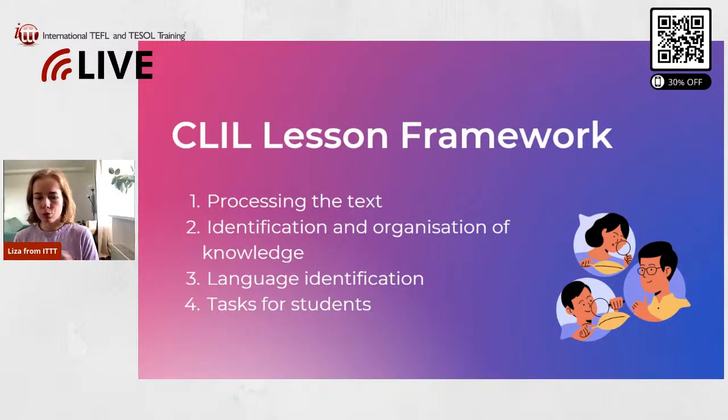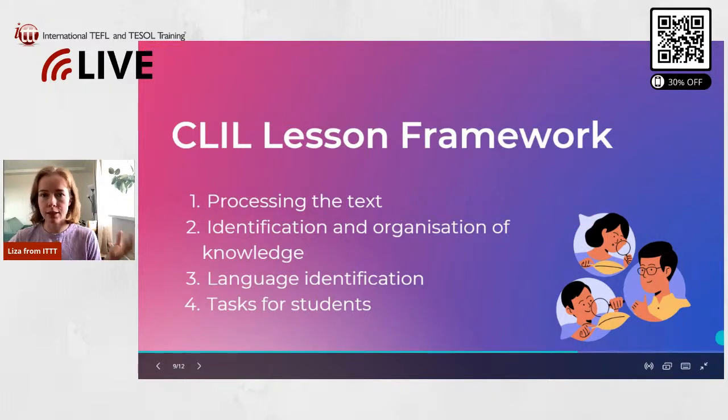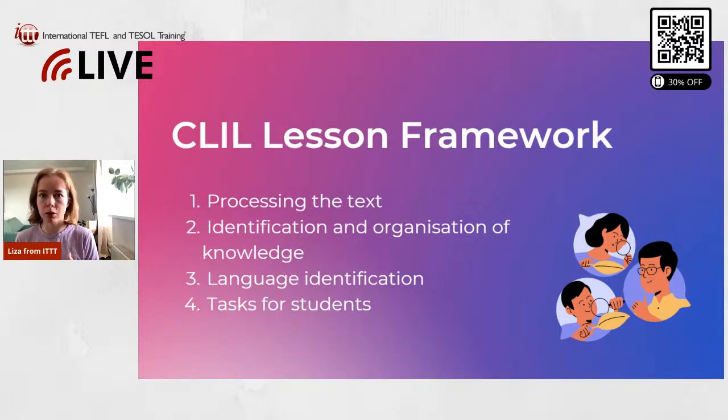Okay, and let's move on to the CLIL lesson framework. So now we are going to dig a little bit deeper into how it is actually organized. To begin with, this is the scheme which is used when designing a typical CLIL lesson. We've already discussed that in a CLIL classroom, it's important that language is used to learn as well as to communicate. And it is the subject matter which determines the language needed to learn.